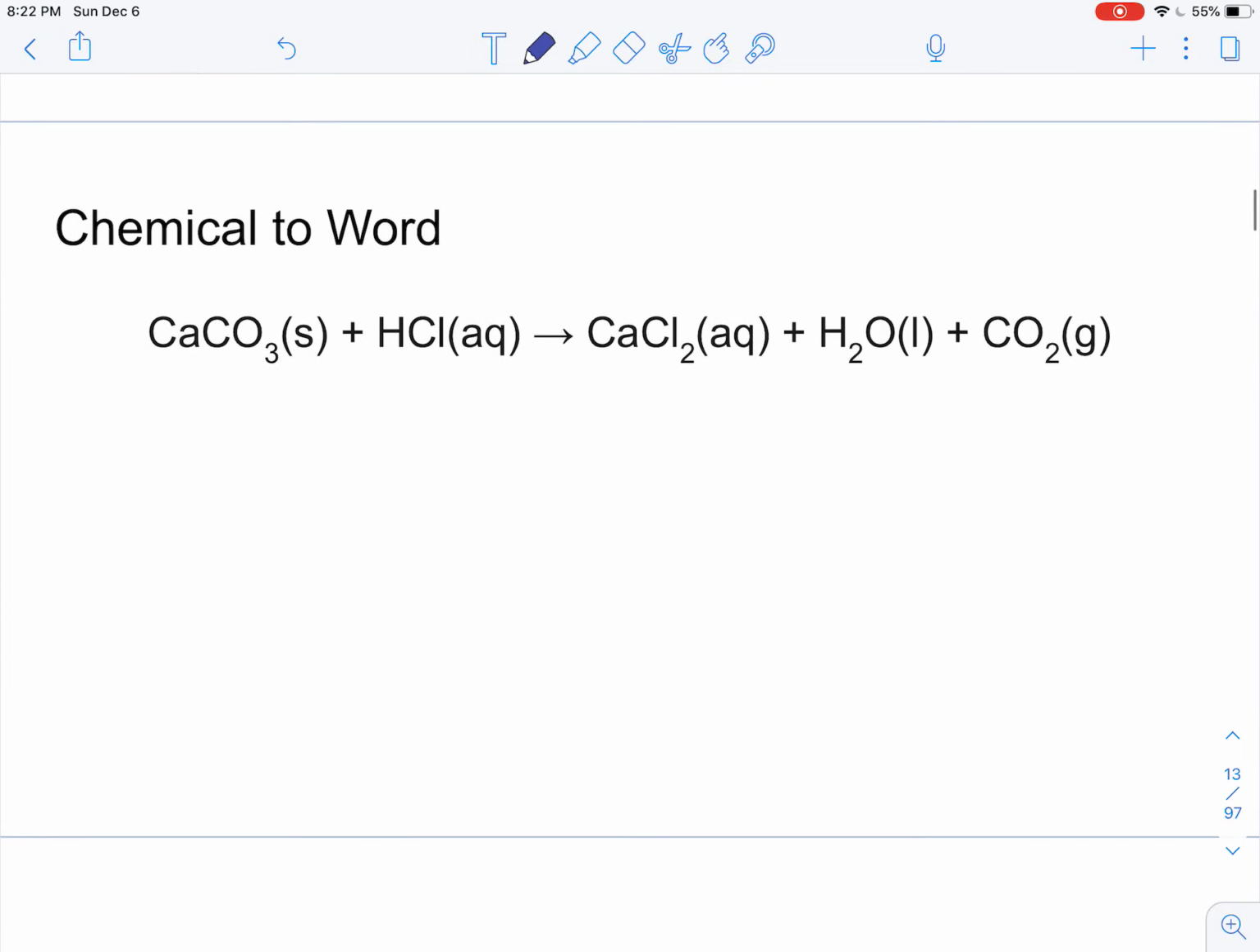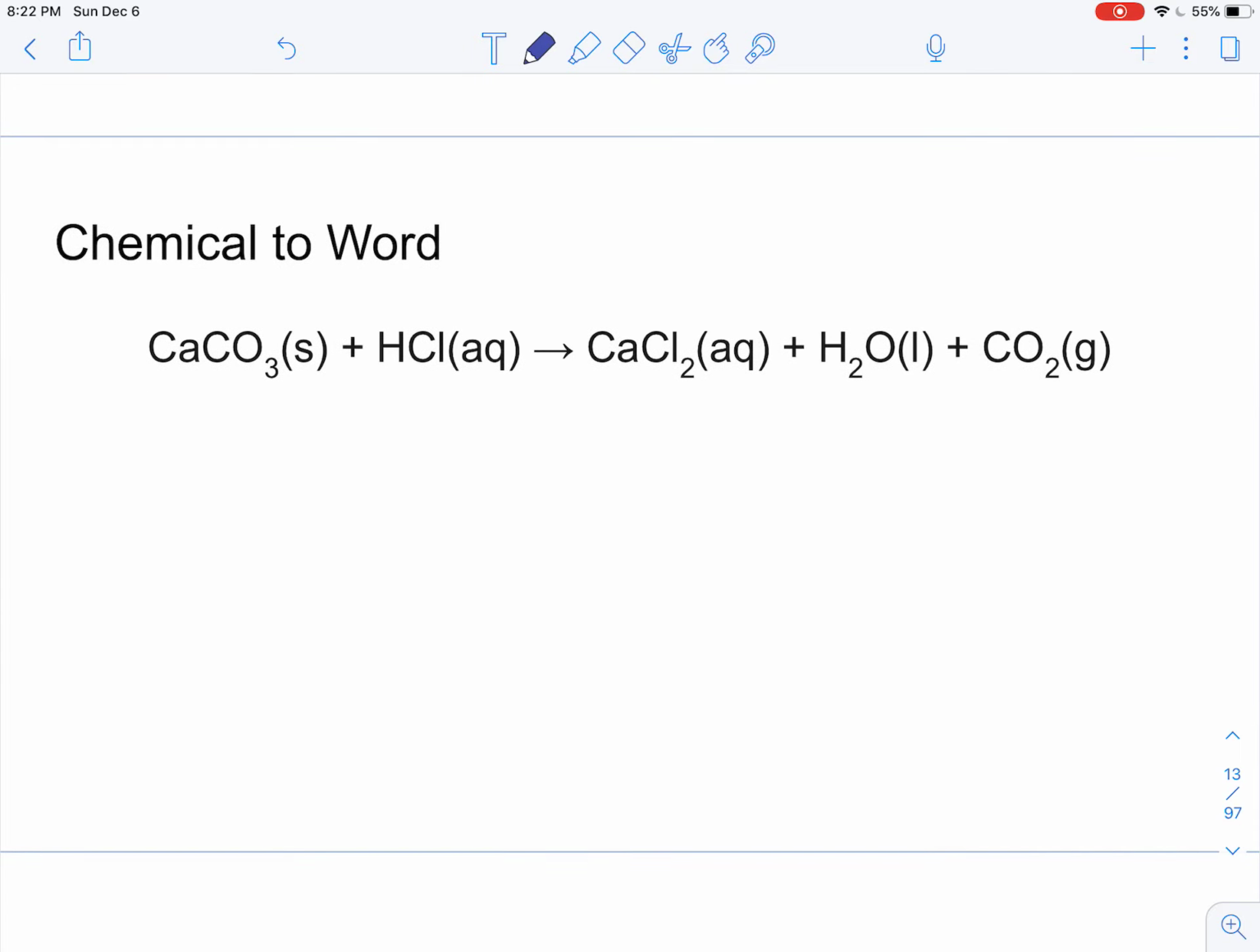People like this more because you're not balancing charges and everything else. So, chemical word equations. Let's try this. CaCO3(s). Okay, so what are we dealing with here? It is an ionic compound, right? Calcium is a metal, so we're just naming ionic compounds here.